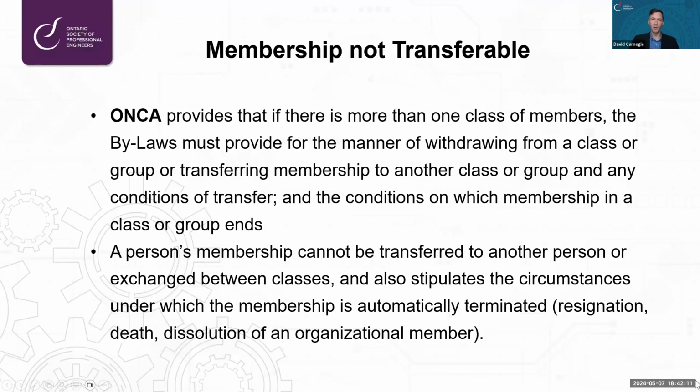ONCA provides that if there is more than one class of members, the bylaws must provide for the manner of withdrawing from a class or group or transferring membership to another class or group, and any conditions of transfer and the conditions on which membership in a class or group ends. With respect to special resolution number 2, therefore, it is intended to enact section 11.8 of bylaw number 1-2023 to provide that a person's membership cannot be transferred to another person or exchanged between classes, and also stipulates the circumstances under which the membership is automatically terminated, for example, resignation, death, or dissolution of an organizational member.